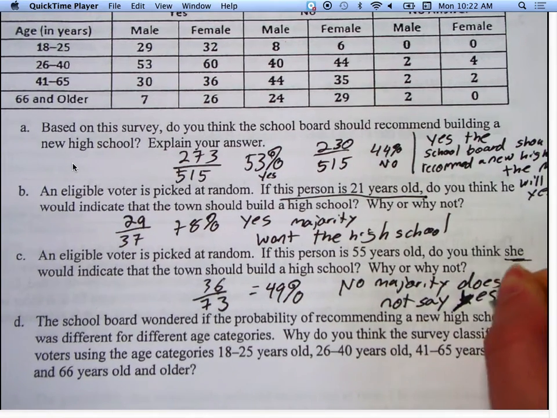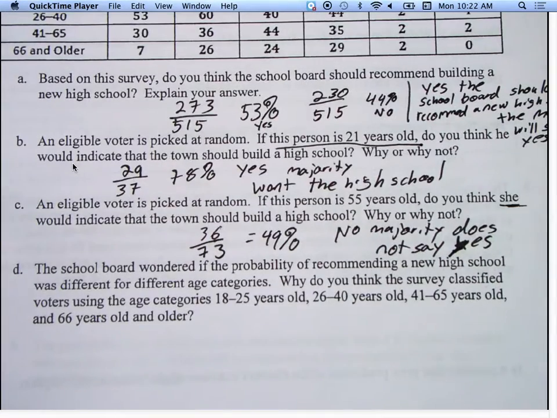Okay. Now, this gets really important. The school board wondered if the probability of recommending a new high school was different for different age categories. Why do you think the survey classified voters using the age category 18 to 25, 26 to 40, 41 to 65, and 66 and older?